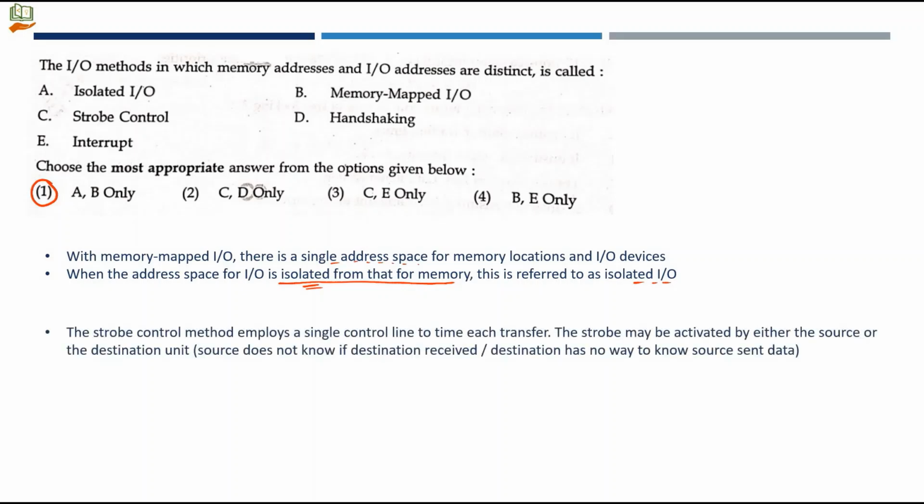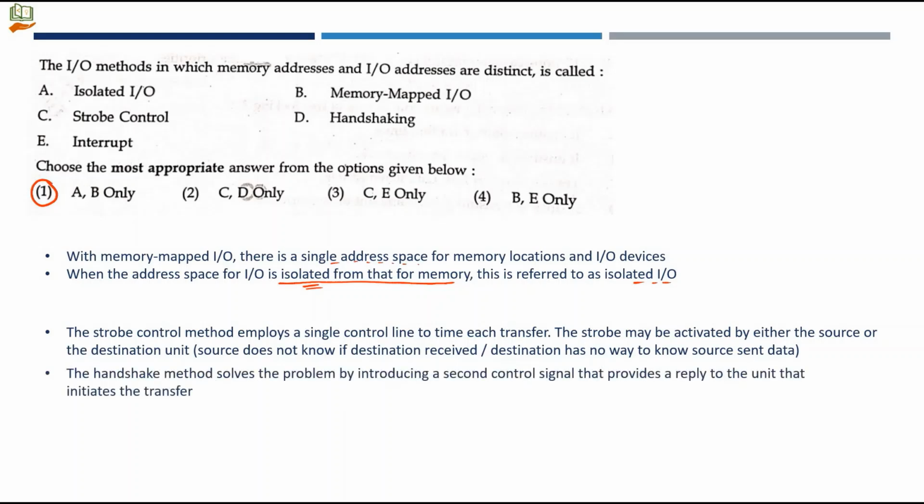What is strobe control? This method employs a single control line to time each transfer. The strobe may be activated by either the source or the destination unit. Here there is a disadvantage. Source does not know if the destination has received it, and the destination has no way to know that the source has sent some data. Here we apply the handshaking method to solve this problem. How does this solve? It's by introducing a second control signal that provides a reply to the unit that initiates the transfer. Handshaking method becomes a solution to the problem created by the strobe control method.